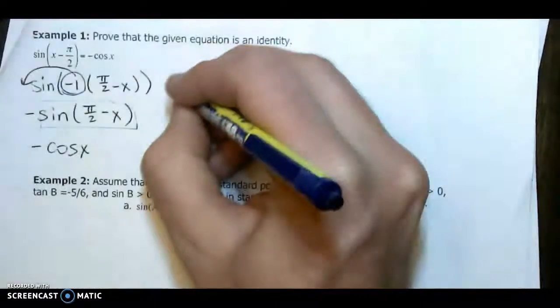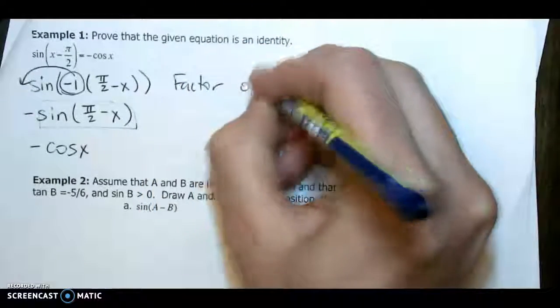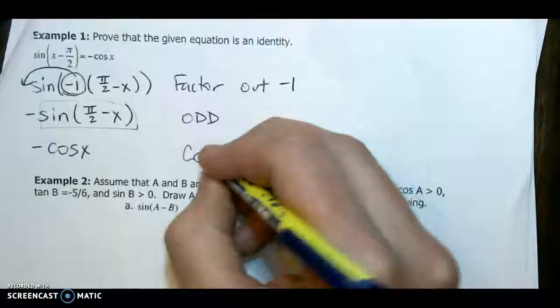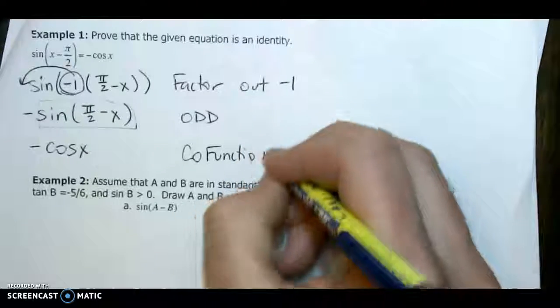So we factored out a negative. Then we used the odd property to move the negative in front. And then we used a cofunction property to change it into cosine.